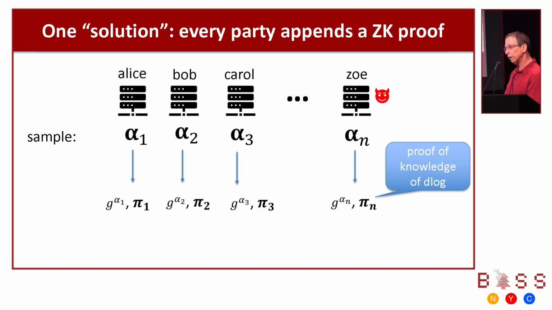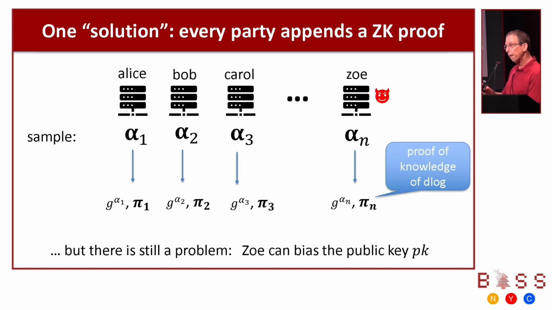The problem here is that Zoe can't know the actual secret output, but because she's the last one to go through the protocol, the last one to actually publish a value, she can bias the final public key. She can try a whole bunch of alpha n's until the resulting public key comes out to be the one that she wants. In the distributed key generation protocol, a biased public key is not great, but maybe it's not as problematic. In the context of a signature protocol, a biased randomness will destroy the protocol and make it completely insecure.